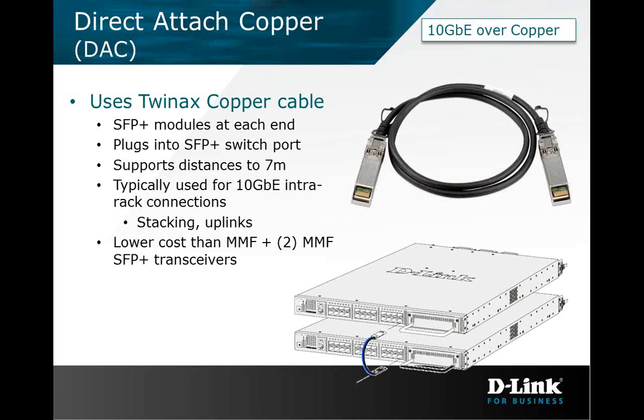And certainly the industry has recognized that direct attached copper is a much lower cost alternative to multimode fiber. Many of these direct attached cables are available for well under $100, even under $50. And if you look at the cost of a multimode piece of fiber and 2 multimode SFP plus transceivers, then for short distances, DAC is definitely the way to go.